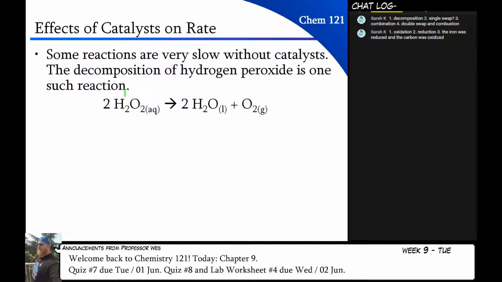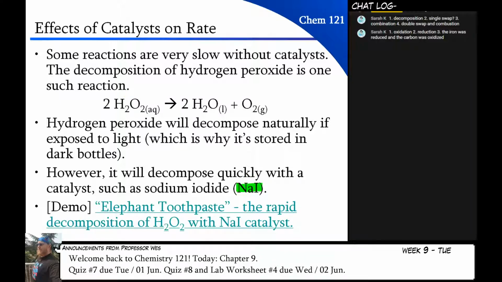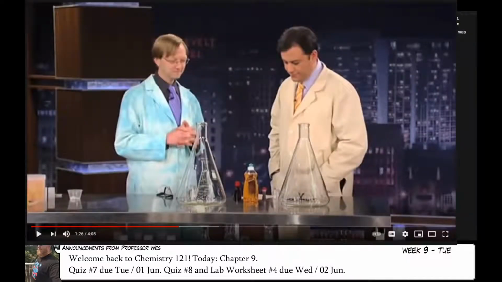Now, if we wanted to react this much more quickly, we can add a catalyst. The catalyst we're going to use is sodium iodide. And we're going to do that in this demo here, which was done on Jimmy Kimmel some time ago. And this will probably get me a copyright strike, but I'm going to play it anyway because this is probably my favorite video to show. All right, so we're going to turn on the audio, and we're going to put this here. All right. Please don't strike my channel, Science Bob. This is for my students.